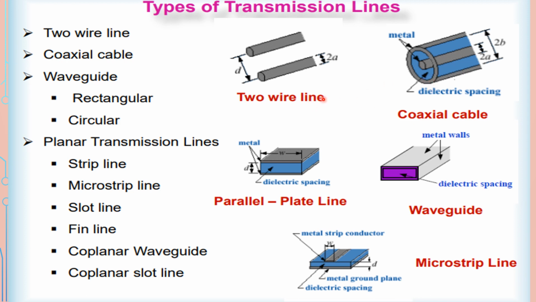And the next one is the waveguide. As I told you, it may be a circular waveguide or a rectangular waveguide. It is used at microwave frequencies, and the principle used in the waveguide is total internal reflection.